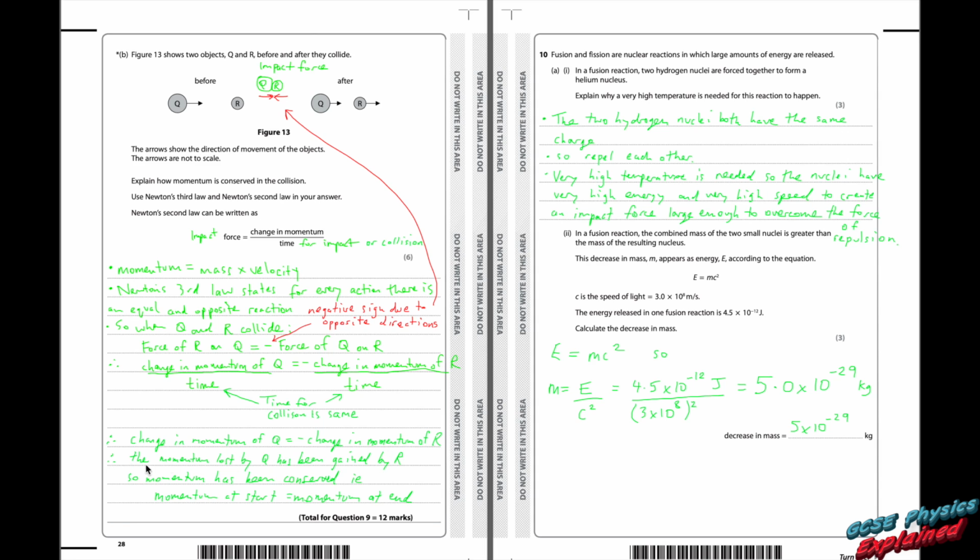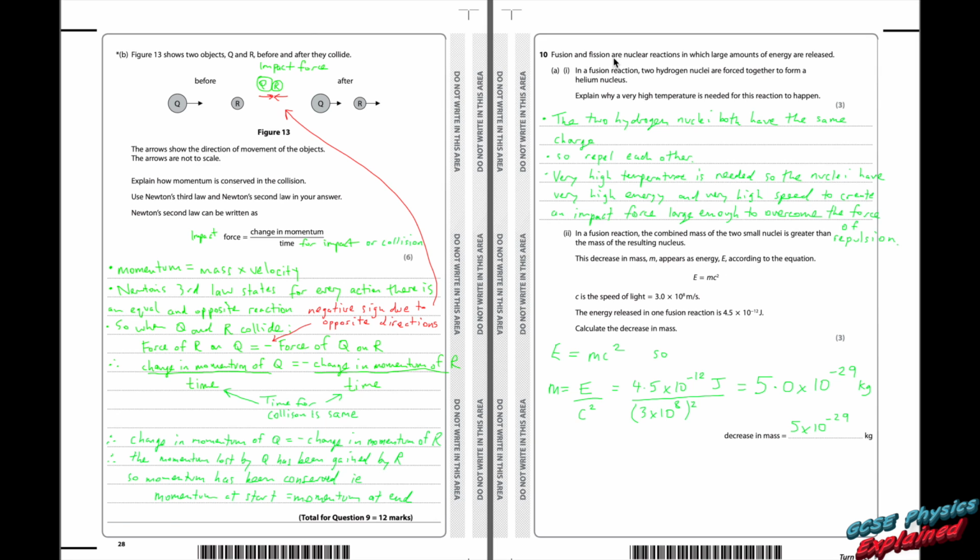So therefore, the momentum lost by Q has been gained by R. So the momentum has been conserved. In other words, the momentum at the start equals the momentum at the end. And you can see from the picture here, Q is obviously going to have to lose some of its momentum because R has gained some momentum at the end.